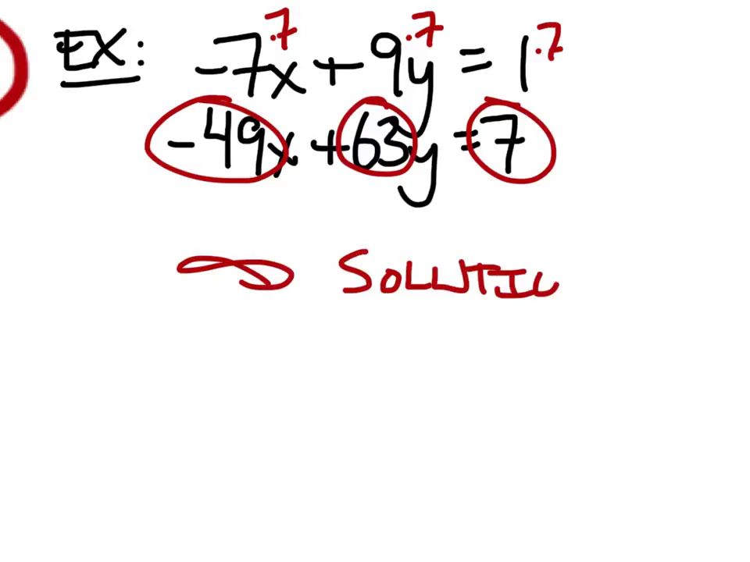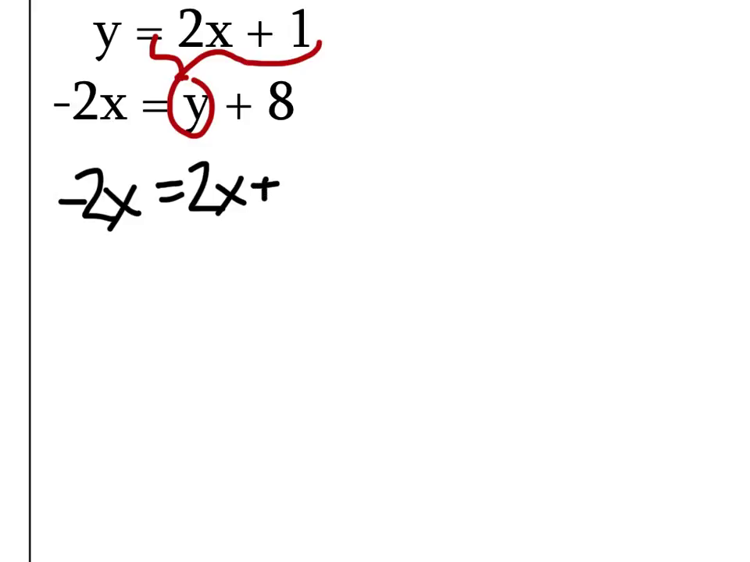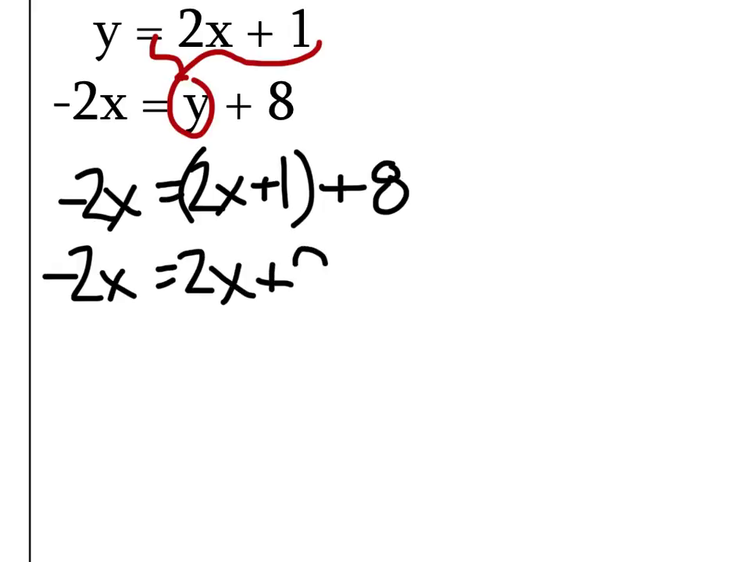What example are we on? This one gives us more of a substitution example because it shows that y equals some kind of expression. It could show that x equals some expression, but in this case it's y. So we're going to replace this y with this expression, which would then give us negative 2x equals 2x plus 1. And then we're going to add the 8. Well, we just need to solve this. So negative 2x equals 2x plus 9.